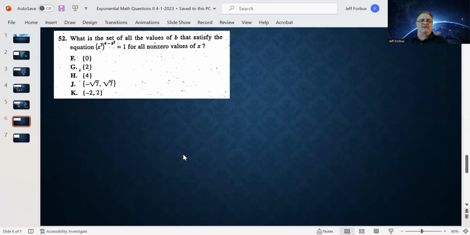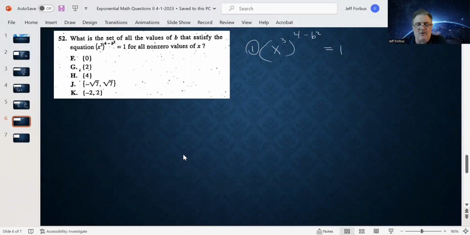What is the set of all the values of b that satisfy the equation x cubed raised to the power of 4 minus b squared equal to 1 for all non-zero values of x? Well, let's just rewrite this here to make this clear. x cubed raised to the power of 4 minus b squared is equal to 1.